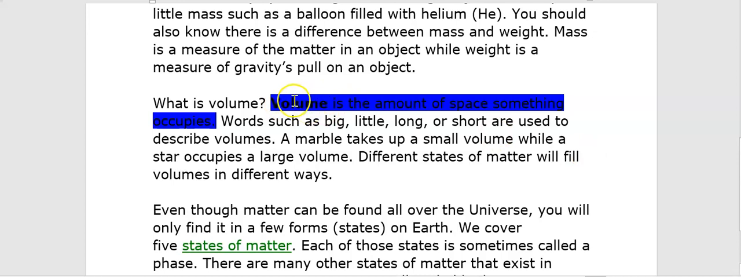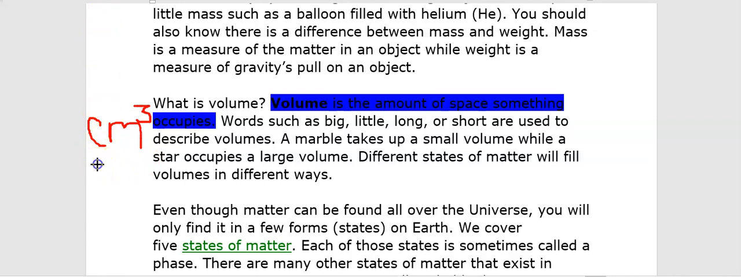So on your note card, volume gets written on the white side. On the lined side, you write volume is the amount of space something occupies. And then I would like you also to write your example of centimeters. How do you write the cubed? Centimeters cubed is how it's measured. So this needs to get included on the note card. Volume is the amount of space something occupies. It's measured in centimeters cubed or cubic centimeters.